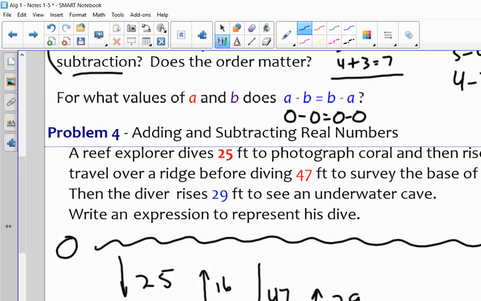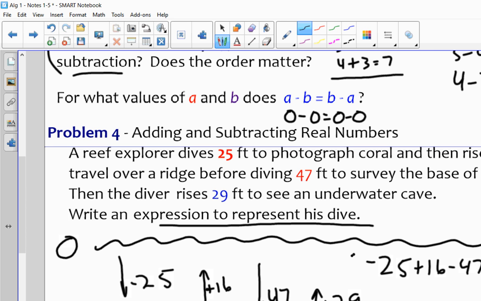If you look at directions, kind of like we did with number lines, going down would be a negative value. 16 would be positive because I'm going up, or towards 0. And then I go back down, so I'm going away from 0, so that'd be a negative number. And then I went back up 29. So I could do minus 25 plus 16 minus 47 plus 29. And what they want to know is, where is this diver after he does all this? Negative 25 plus 16 is going to get me -9.